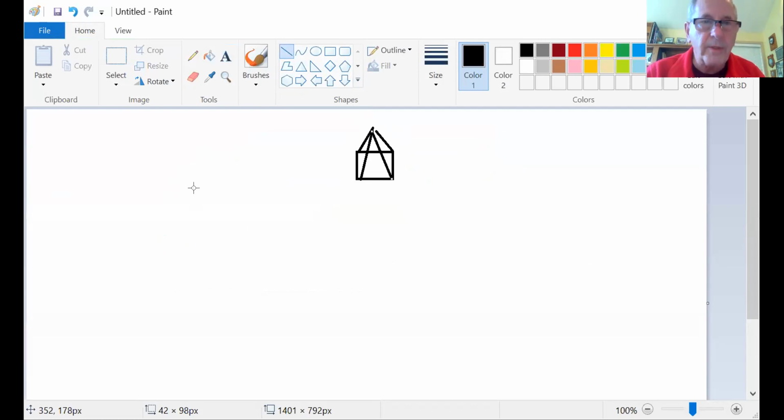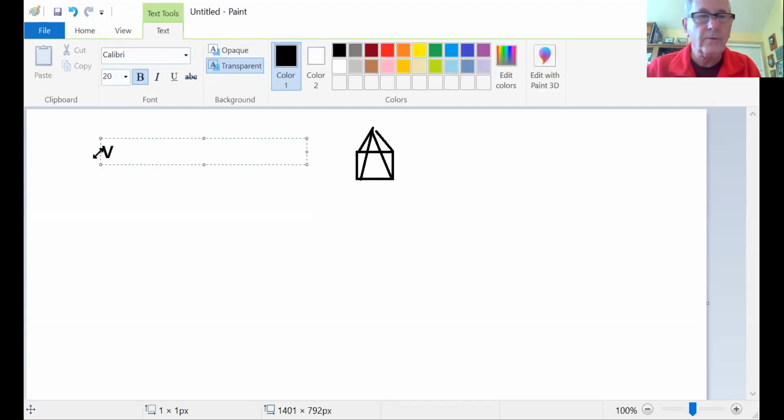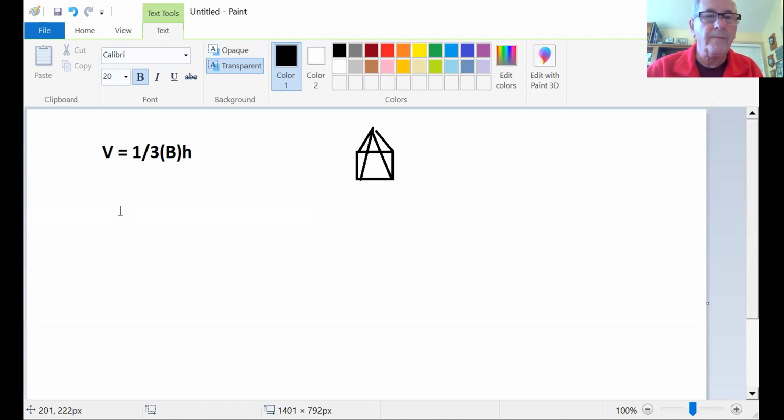This is a square pyramid. Okay, the base is square, and we said the volume is equal to 1/3 times big B times h, little h, right? That's the formula.